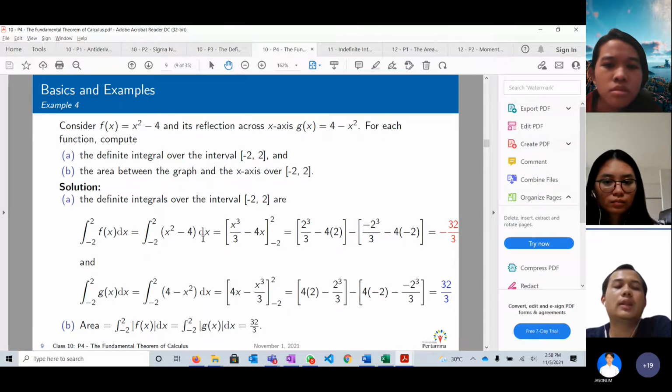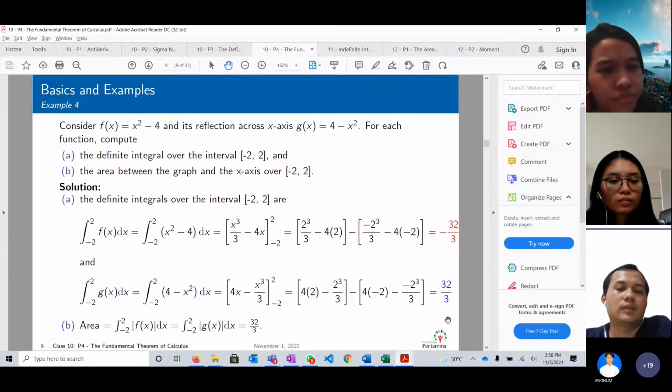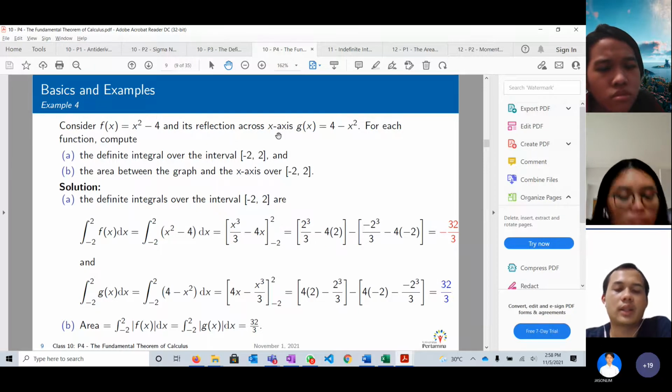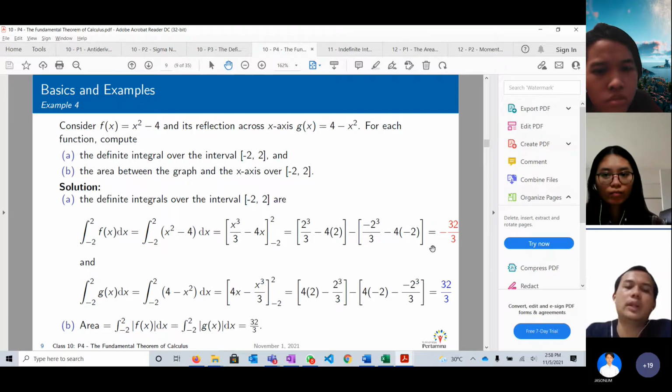Then in this case we have that the definite integral of f of x from minus 2 to 2 is minus 32 over 3, while for g of x it is 32 over 3. Ya, this is normal. Why? Because g of x is the reflection of f of x across the x-axis. Ini normal karena g(x) adalah cerminan dari f(x) terhadap x-axis. Sehingga integralnya sama, cuma beda tanda saja, karena satunya ada di atas x-axis, satunya ada di bawah x-axis.